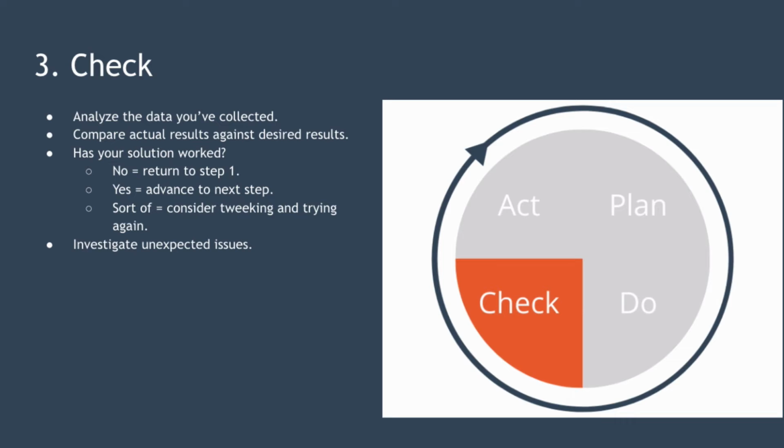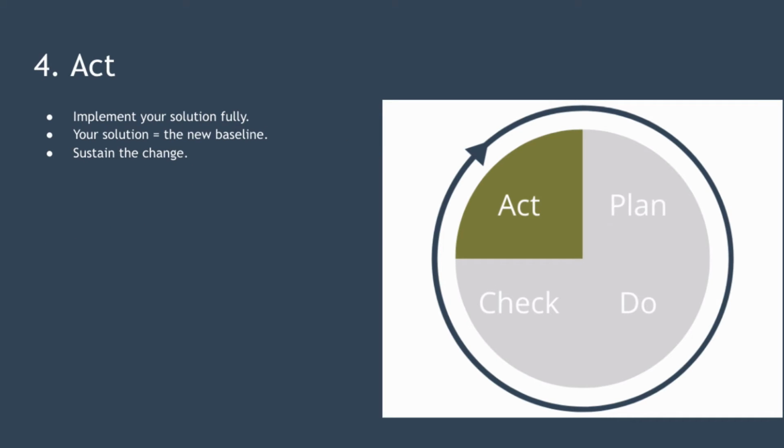Now, it's also vital to understand any unexpected issues you found by examining their causes in this step. And this information can be fed into the final step of the cycle. So the final step is to implement your solution fully. Your chosen solution becomes the new baseline. And so you must take care to document the change adequately, sustain the change, and integrate it into any existing systems.